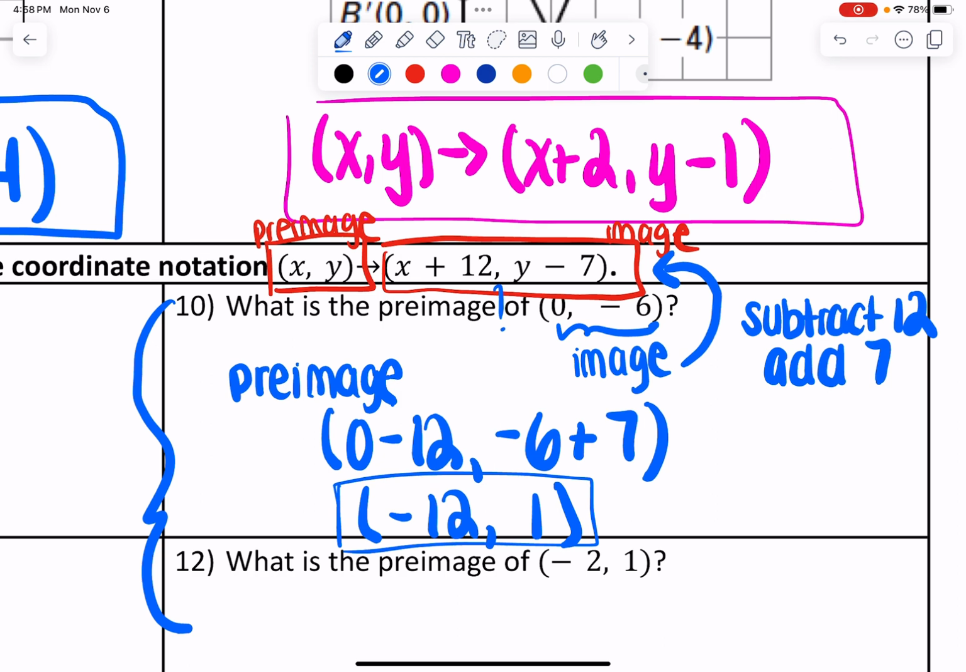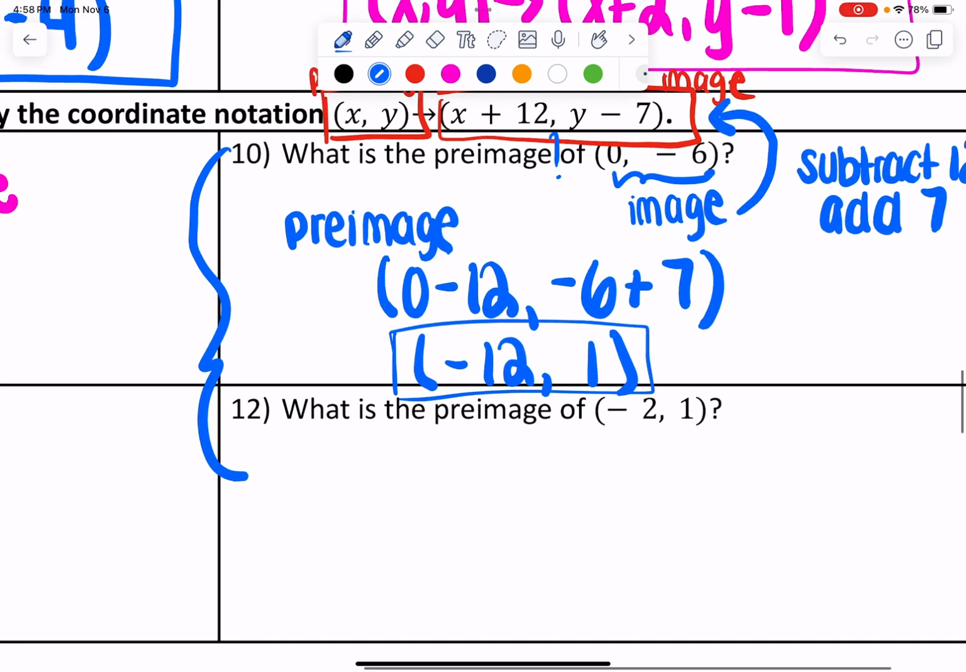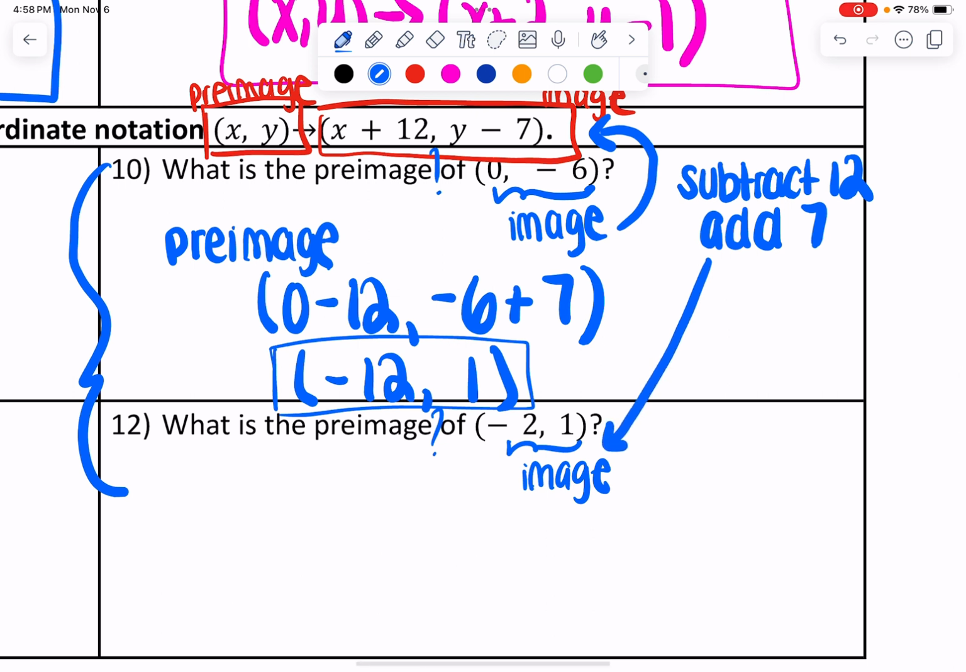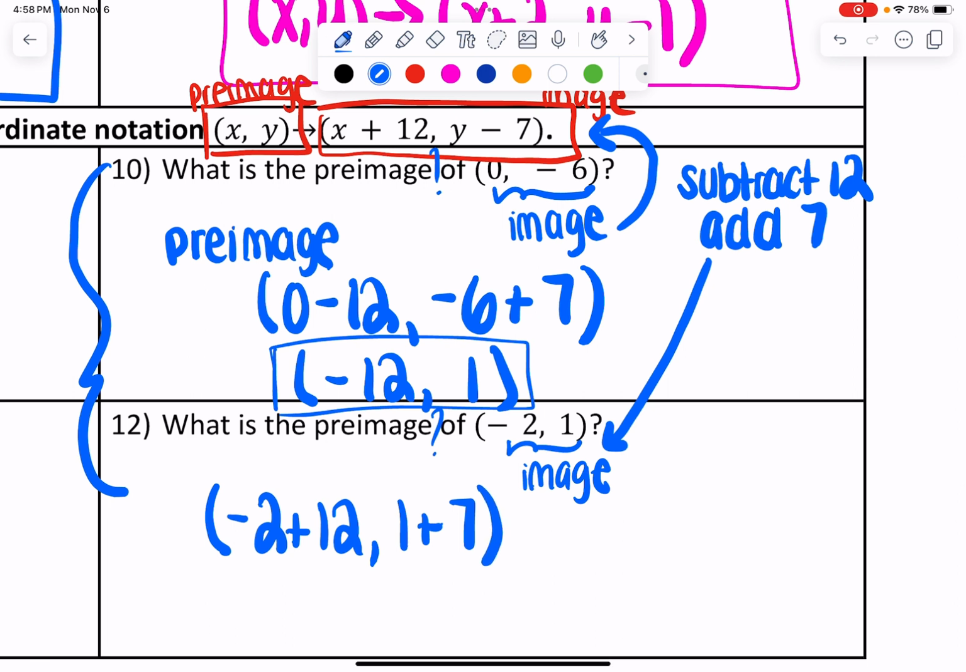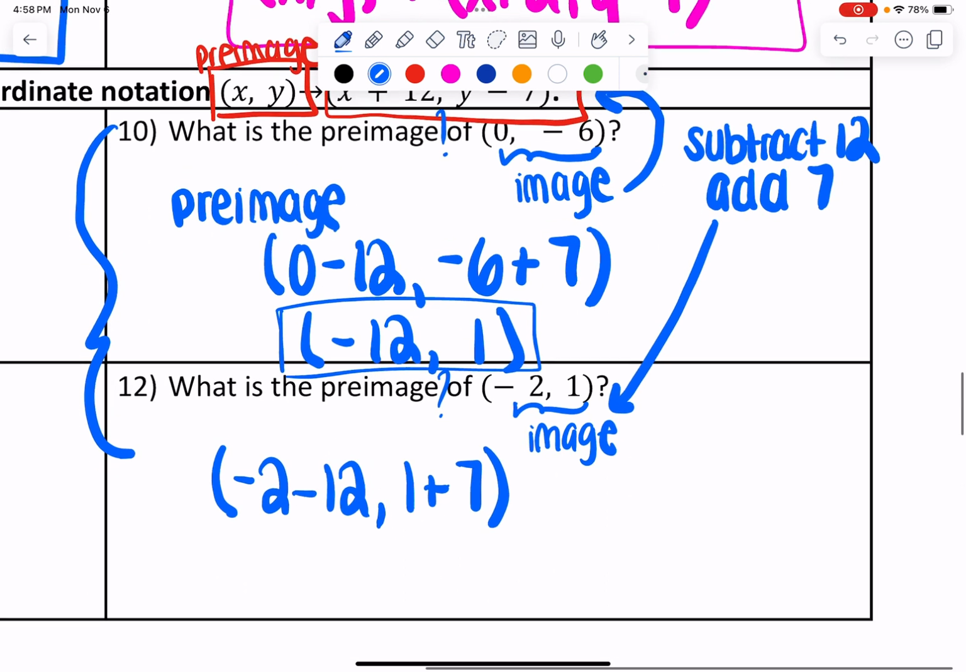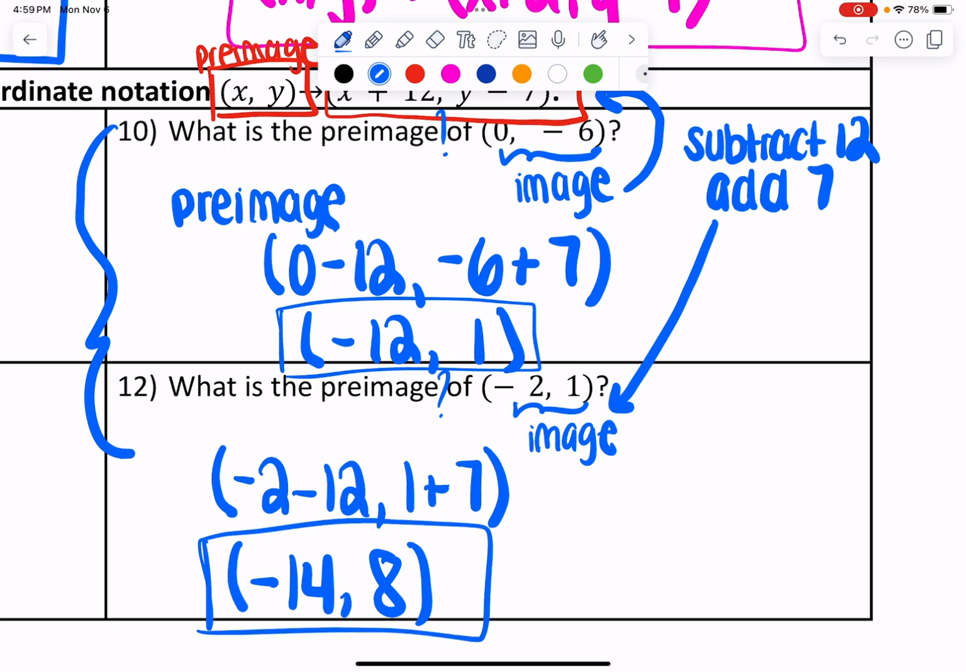Okay, all right, let's do the same thing down here. So what is the pre-image given the image? Same idea. When you're given the image, you want to do the opposite of what you did above. So subtract 12 and add 7. So you're going to do negative 2 minus 12, comma, 1 plus 7. Doing that, negative 2 minus 12 is negative 14, and then 1 plus 7 is 8. So that's your pre-image coordinates.